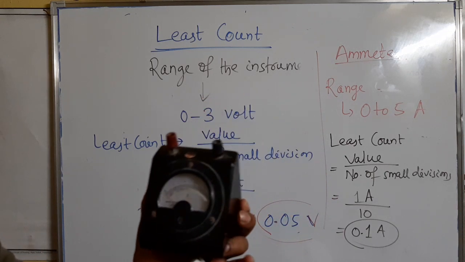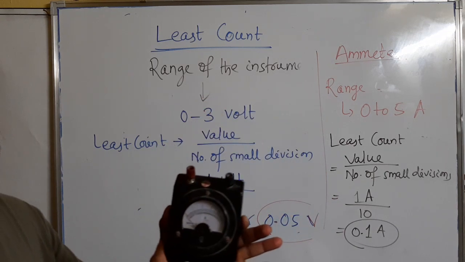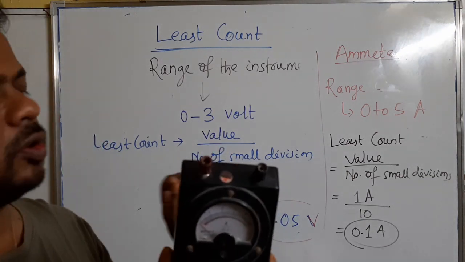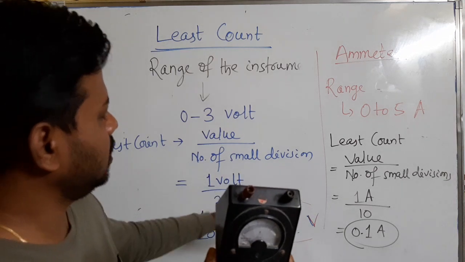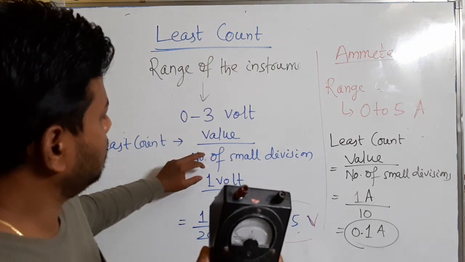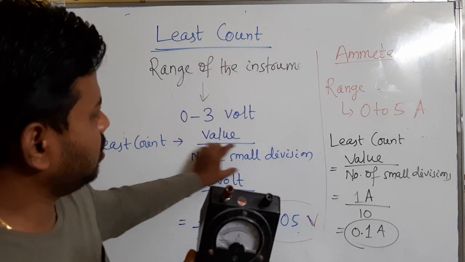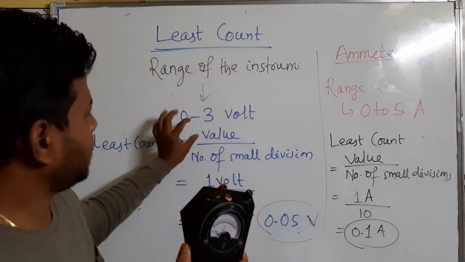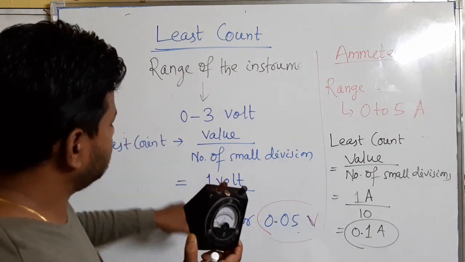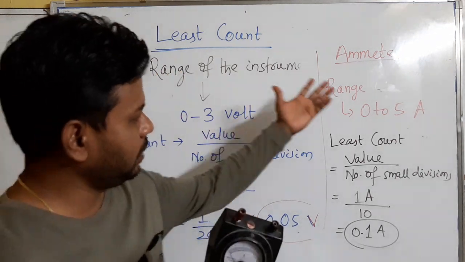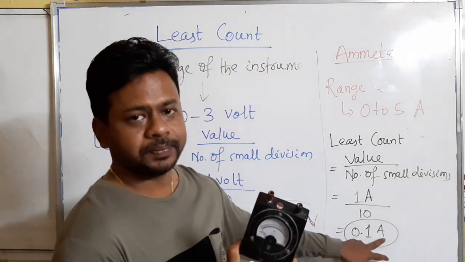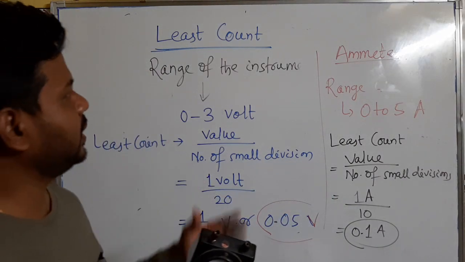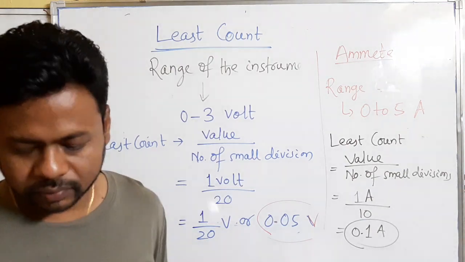So students, whenever you have to find the least count, you have to find the value and count the number of small divisions present in it. Then divide the value by the number of small divisions, and you will get the least count. If it is volt, use volt here. If it is ampere, use ampere here. Okay, this is all about finding the least count.